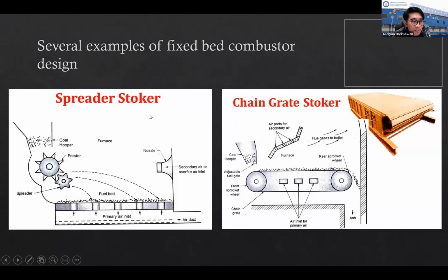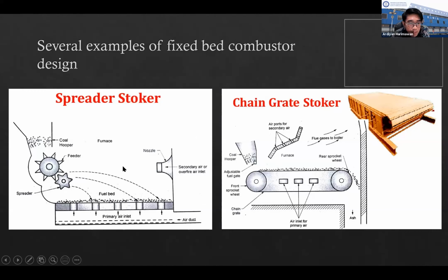Okay, then this is the example of how you arrange the coal into a fixed bed. So you have a spreader stoker, or a chain grate stoker. Basically the coal comes from the hopper and then goes to the feeder. From the feeder, it goes to the spreader that will spread the coal to form the bed, so it layers on top of the grate. Primary air will come from the bottom, and the secondary air will come from the side.